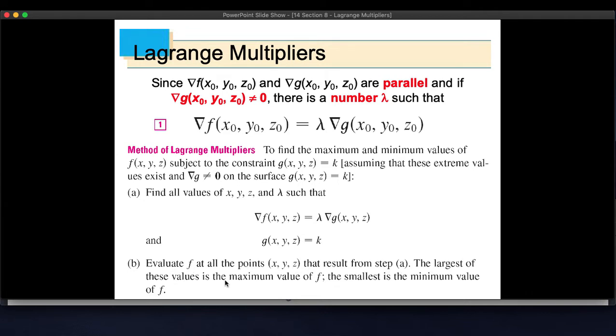The largest of these values is the maximum, the smallest is the minimum. This step B right here should be very familiar to you. It's exactly what you did in Calculus 1. It's exactly what we did in 14.7. Essentially, once you get all your potential extreme value points figured out, you simply plug them all back into your original function f, and the biggest will be the max and the smallest will be the min. So there's a huge similarity right there.